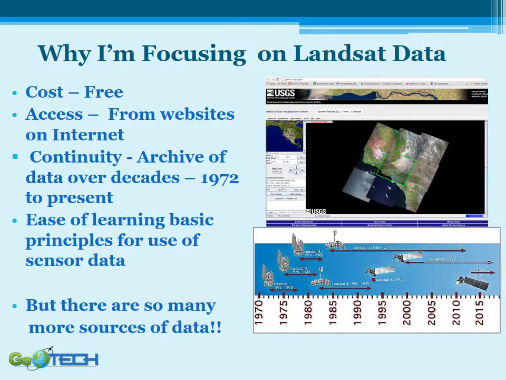Why am I going to focus on Landsat? Well, I'm going to talk a lot about Landsat because it's low cost. It's pretty easy access. You have to know a few things, but there are tutorials out there. It does have good continuity, so you can go back, theoretically anyway, to 1972 and look at images. And it is pretty current. It can be within days or weeks of when you need to see the data. One thing is it uses the same basic principles as others do, so it's easy to learn using this data.